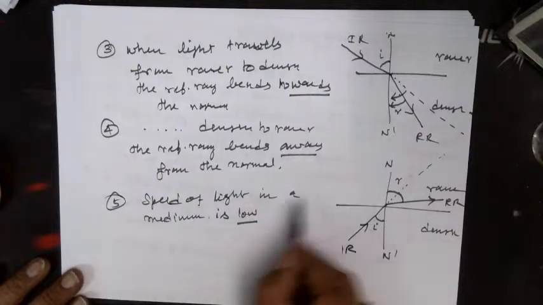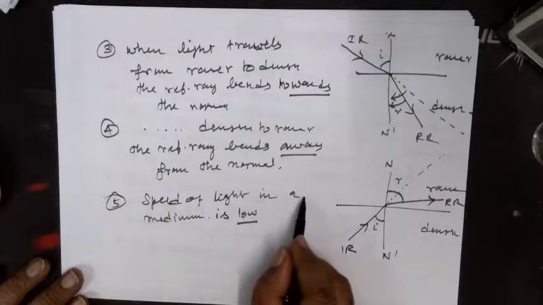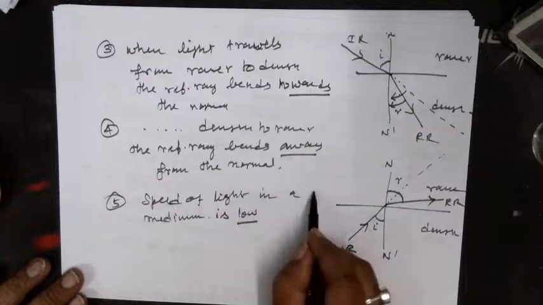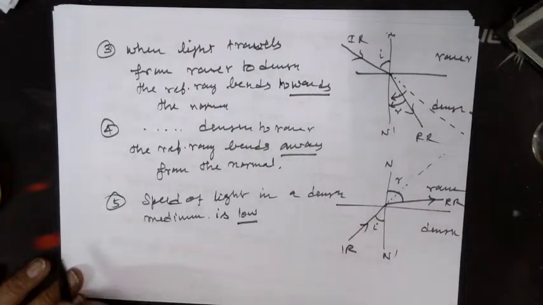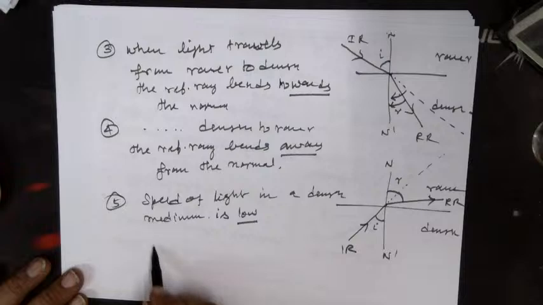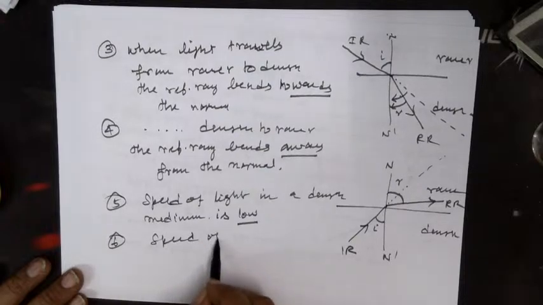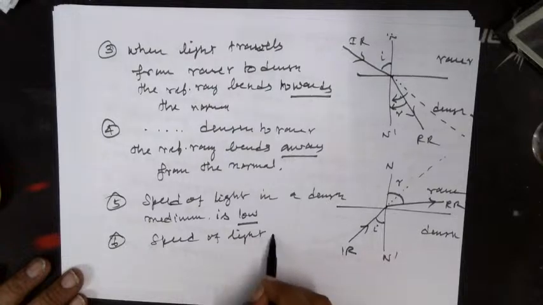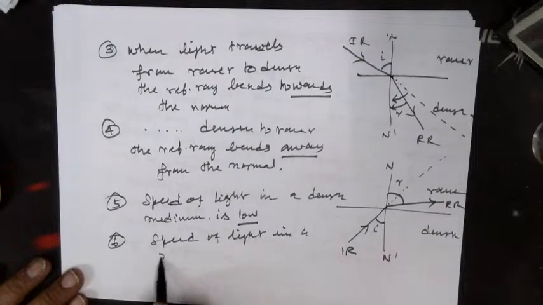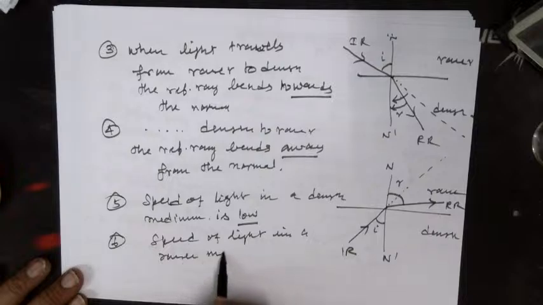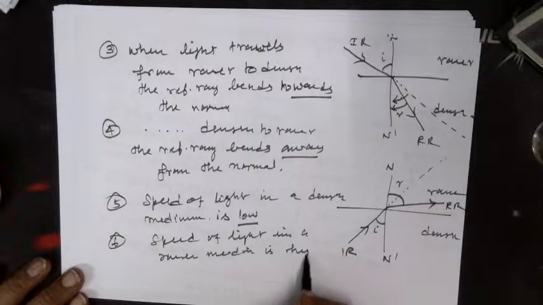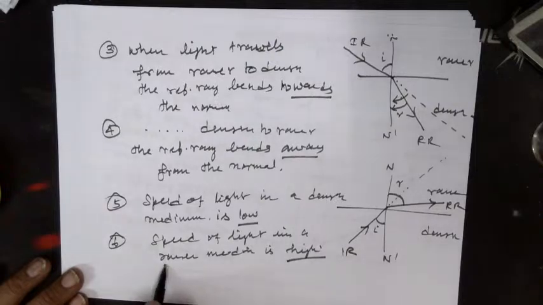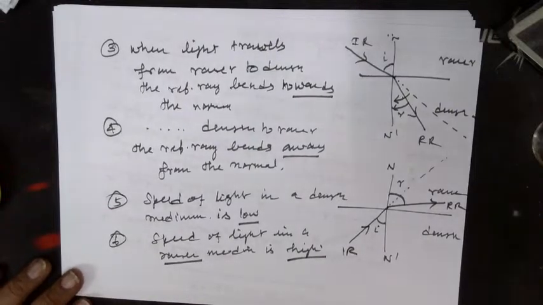Otherwise we can say the speed of light in a denser medium is low. The speed of light in a rarer medium is fast, is high, in case of a rarer medium. Okay.